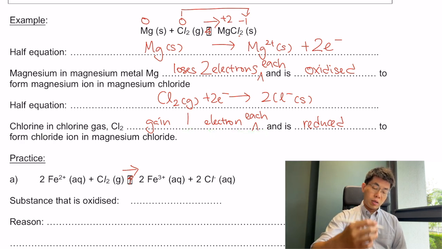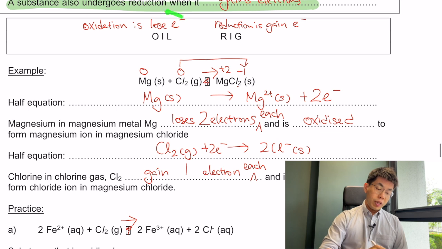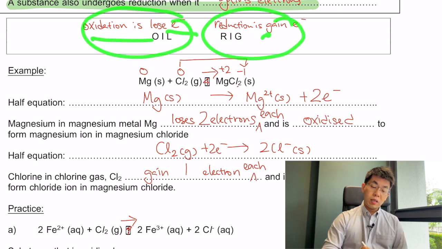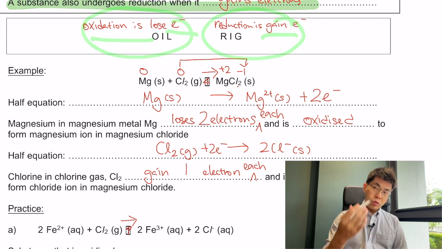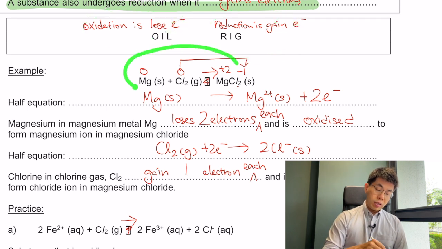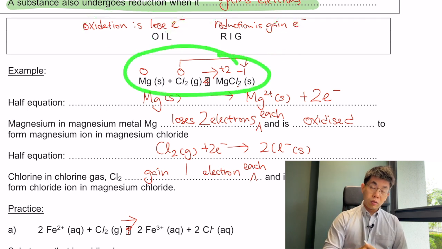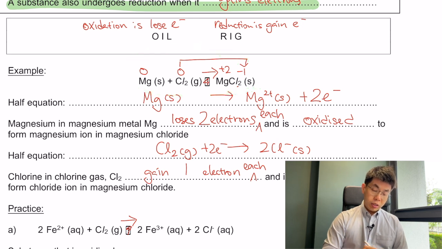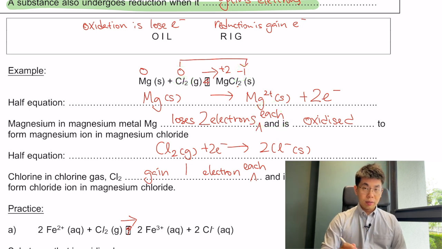Okay, so I'd just like to summarize that using OIL RIG, you can remember that oxidation is lose electrons, reduction is gain electrons. When they ask you to explain, use oxidation state to first determine whether oxidized or reduced, and use the oxidation state to determine how many electrons are gained or lost. And always remember to add in the word each in your answer.